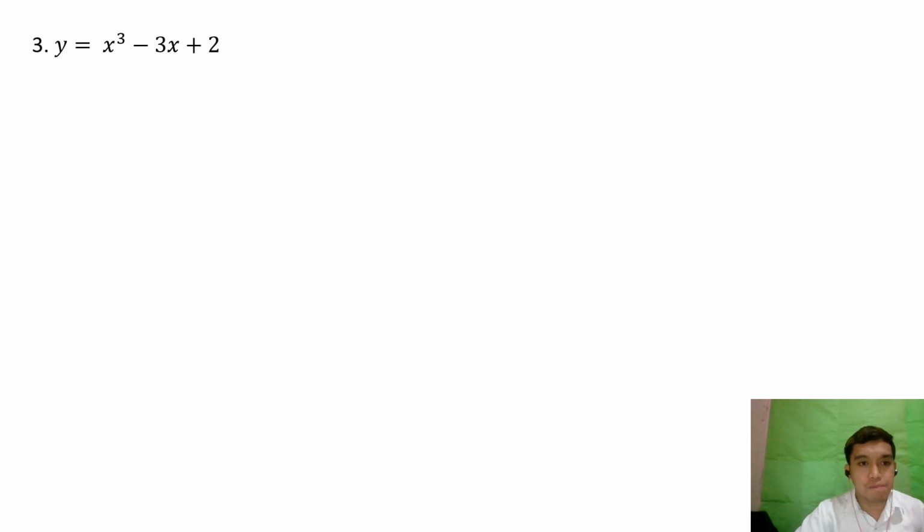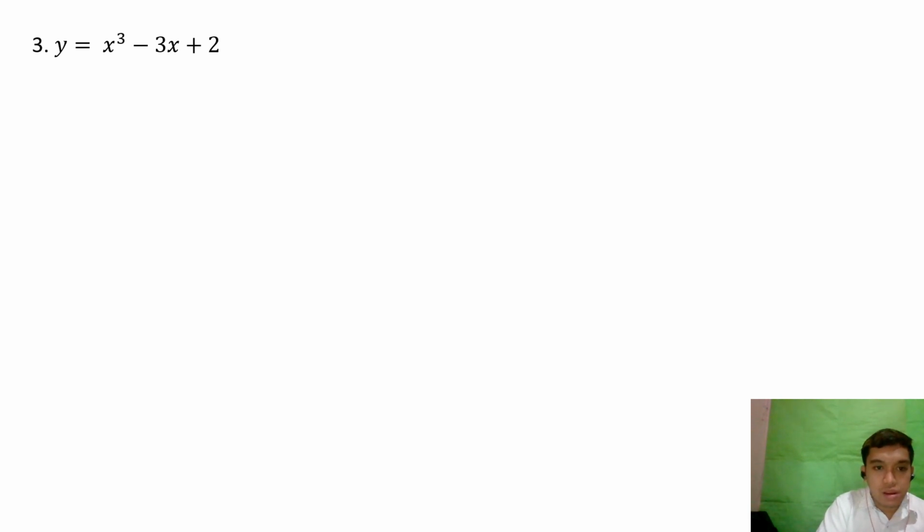Okay, number 3. Y equals x cubed minus 3x plus 2. Okay, again, just like what we did in our previous example, so kailangan yung masituate na naka-standard form yung ating polynomial function. So, dito sa number 3, siya ay naka-standard form na. Kasi naka-arrange na yung terms in descending order according to power or according to exponent.